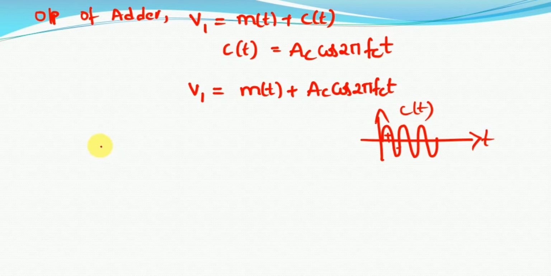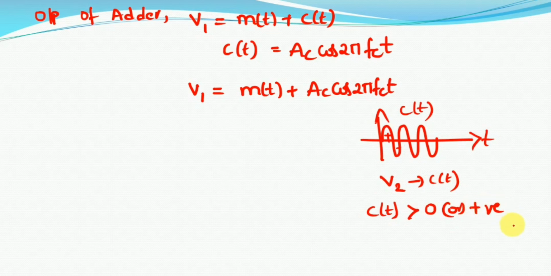Now what will the diode value be? I can write the diode output as V2, and it simply depends on the carrier signal, which means that whenever the carrier signal is greater than 0, or during the positive half cycle of the carrier signal, the diode will be in the on state and it will act as a short circuit.